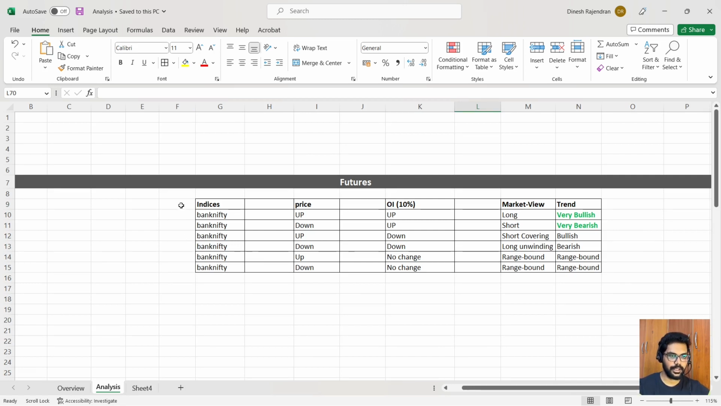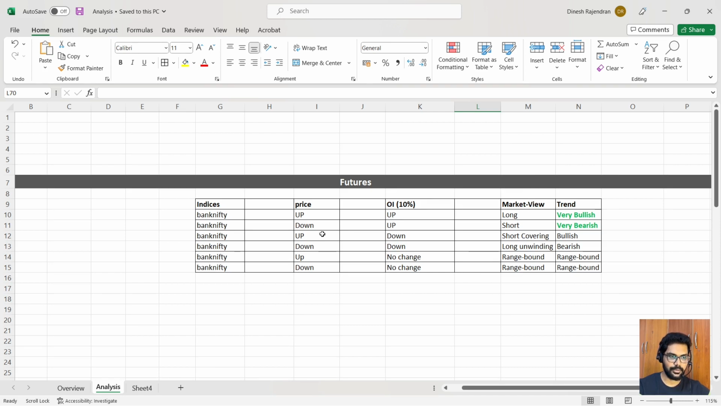This is the table I will follow in the futures open interest analysis. Basically, I will do the analysis in Bank Nifty. So here the index is Bank Nifty, and the price column is nothing but the futures price: how the futures price is changing, whether it's up or down. The third column is OI: how the OI is changing in the futures, whether it is up 10%, down 10%, or not changed. Based on this, we are predicting the market view and the trend.